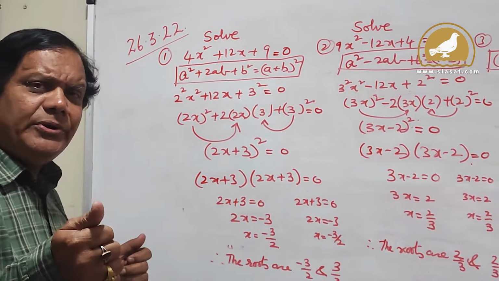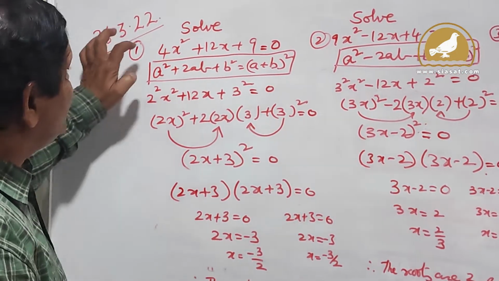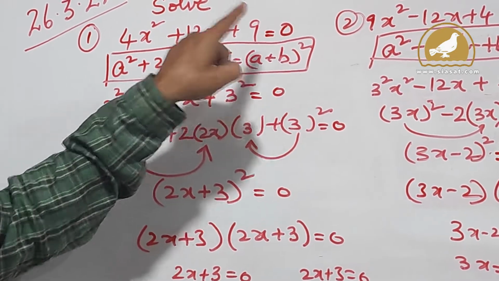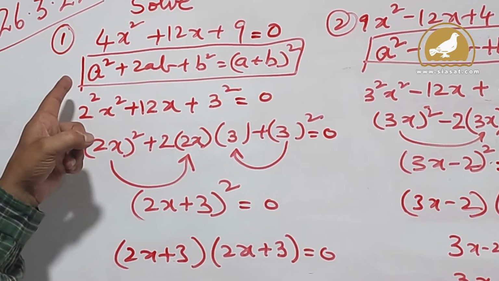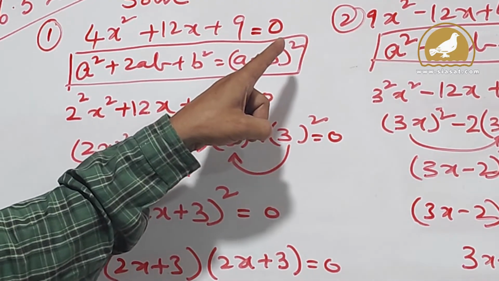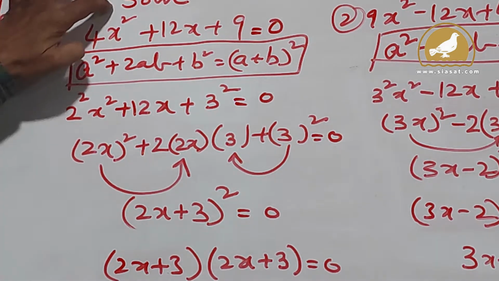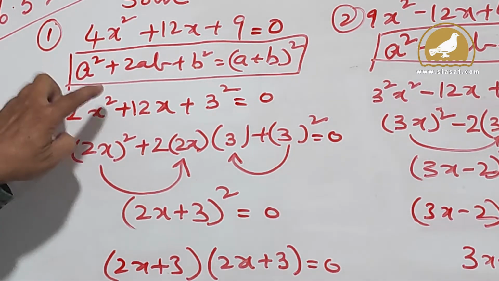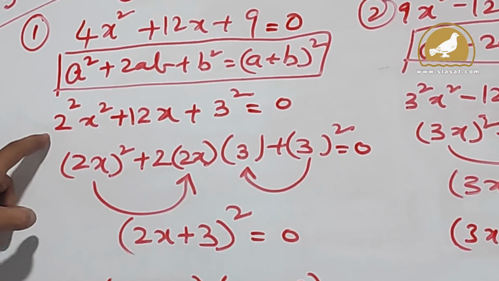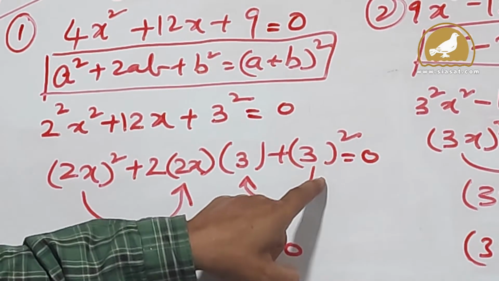Now we are going to learn to solve the quadratic equation using the identities. The first one is 4x square plus 12x plus 9 is equal to 0. For this, we can use the identity a square plus 2ab plus b square, which is equal to a plus b whole square, that can be written as a plus b into a plus b. Now I am writing 4x square as 2 square x square, then plus 12x, then 9 as 3 square. Then 2 square x square can be written as 2x whole square, and the last term is 3 whole square.